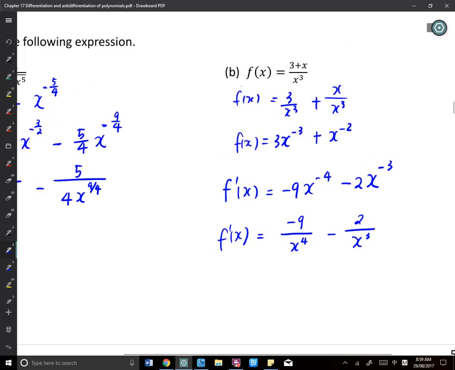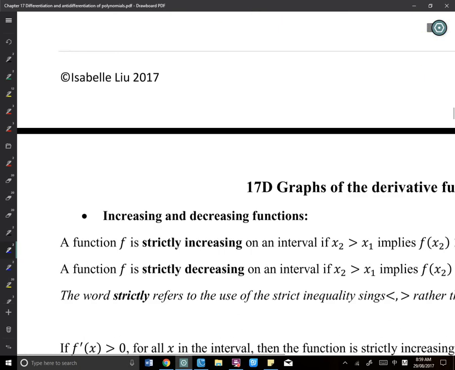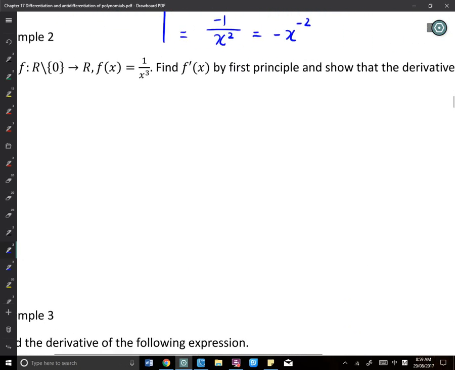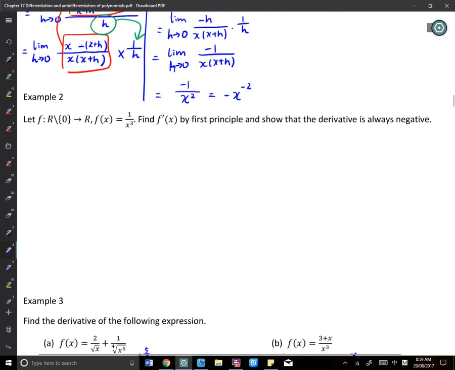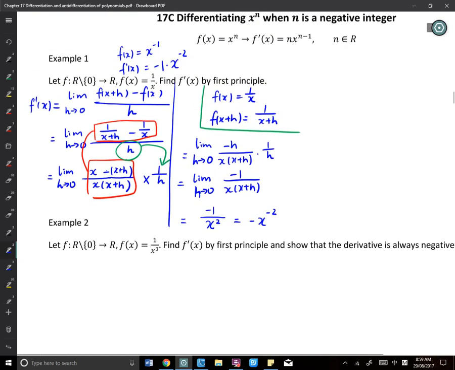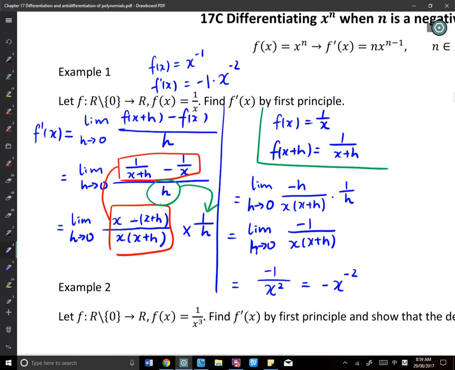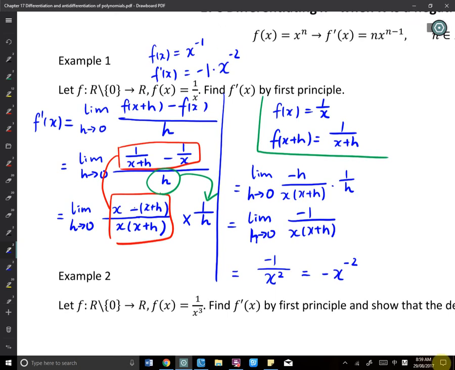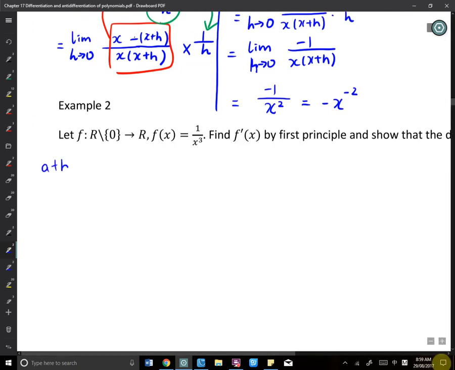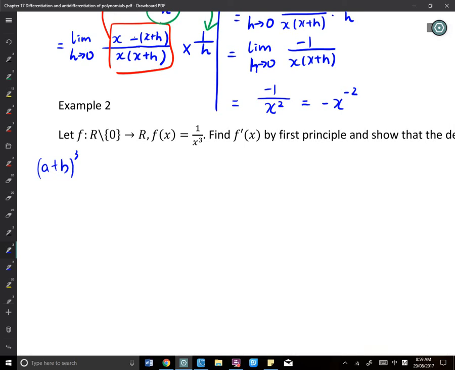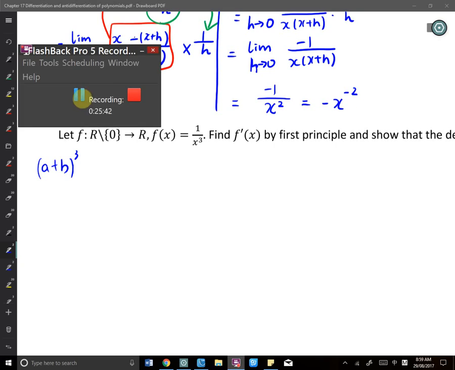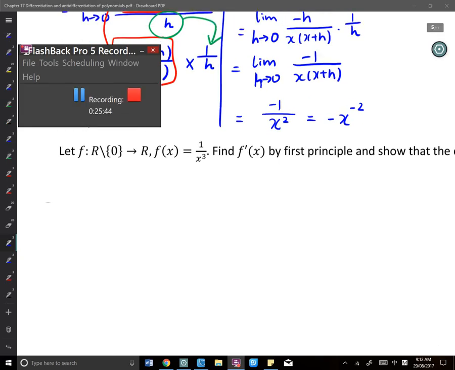Okay, so I will give you some time to think about example 2. Well, example 2 needs a lot of calculation, but it's pretty much the same as what we did in this exercise. Just spend some time practicing first principle. You need to use a plus b to the power of 3 to expand things in this question. Okay, let's have a look.